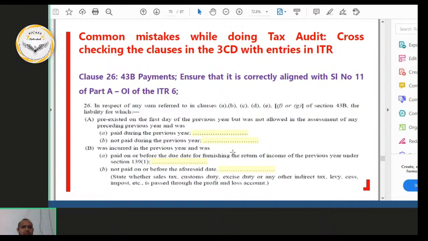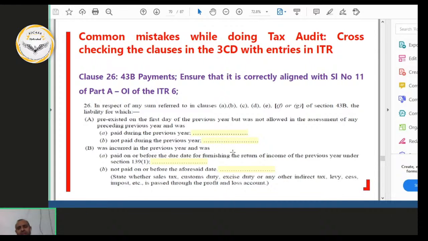Class 26, 43B payments. Ensure that it is correctly aligned with serial number 11. So what I told you, class A, B, C, D. How much is disallowed under 43B? Class A means how much is on account of statutory dues, PF, ESI. How much is on account of loans, deposits, interest on loans, advances taken from scheduled banks, NBFCs, qualified NBFCs, etc.